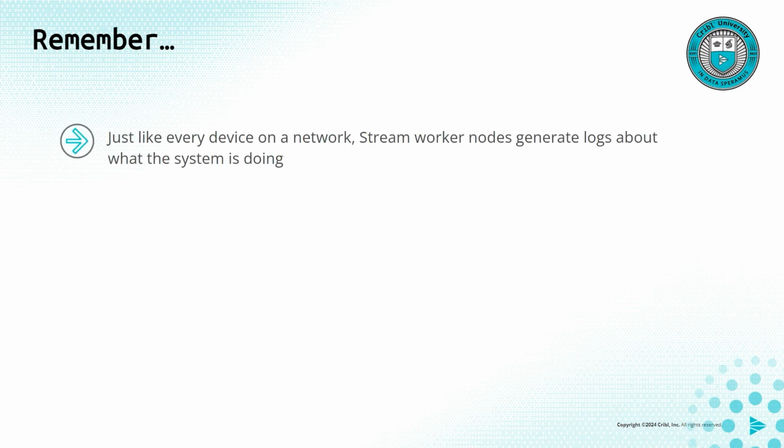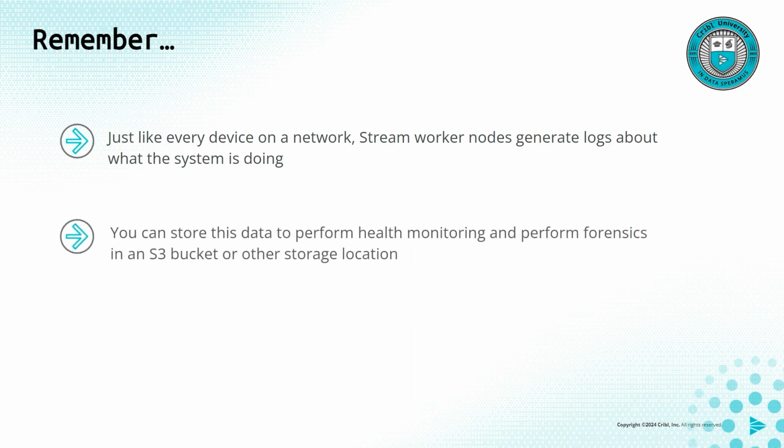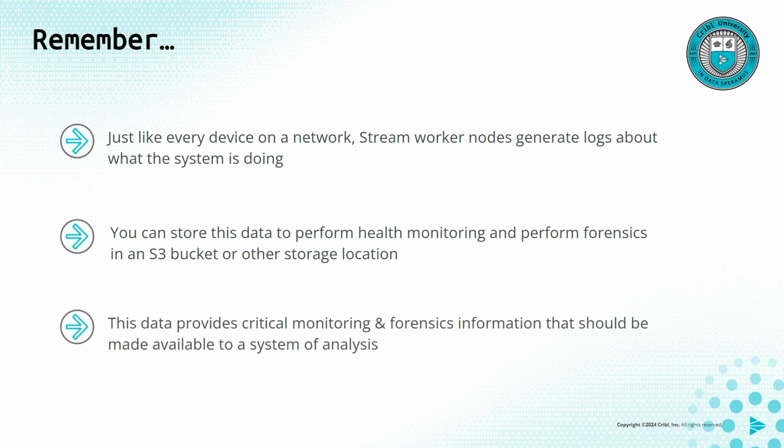Now let's go through some quick things to remember when collecting log data. First, just like every device on your network, Stream worker nodes generate logs about what the system is doing. These logs are fundamental for troubleshooting issues such as data stream blocking or system errors. In order to save on ingest costs, you can store this information in an S3 bucket or other storage location in order to perform health monitoring or forensics at a later date. And finally, remember that this data provides critical monitoring and forensics information that can be made available to a system of analysis.